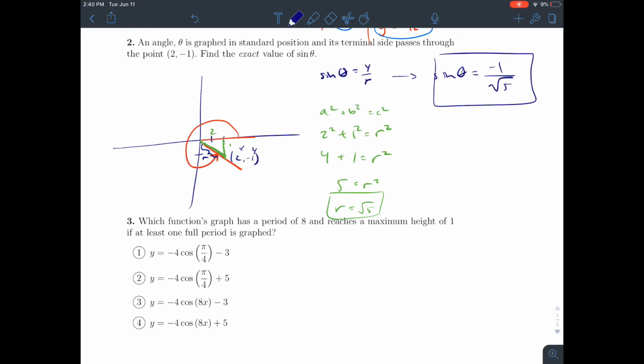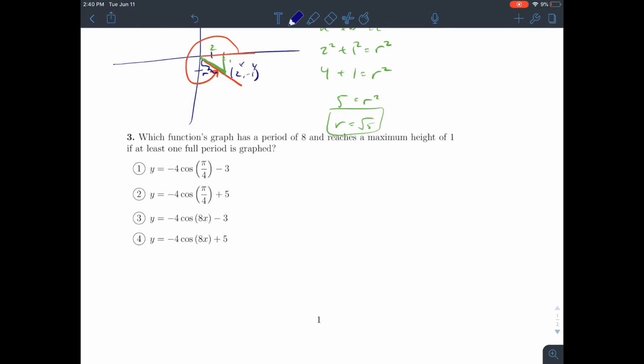Which function's graph has a period of 8 and reaches a maximum height of 1 if at least one full period is graphed? All right, so all of these have similar structure. They're all cosine functions. And these two should have the x value there, so I hope that typo doesn't throw you off. Sorry for leaving those off.